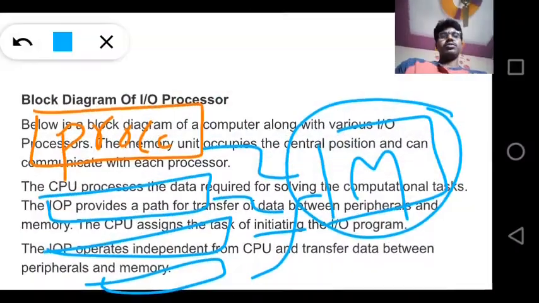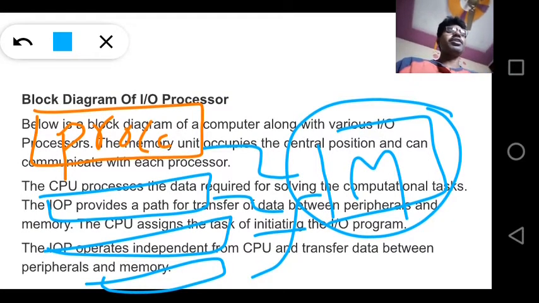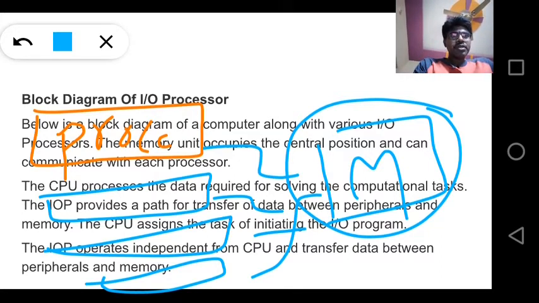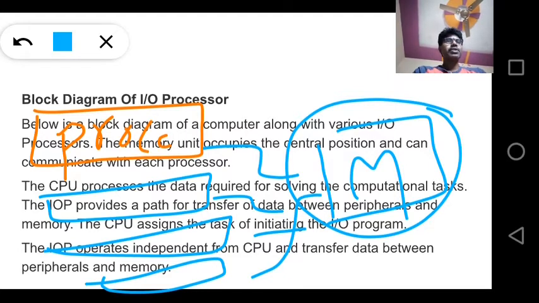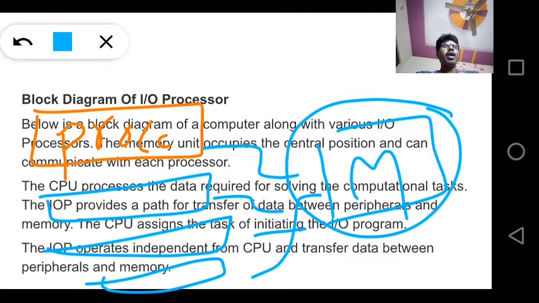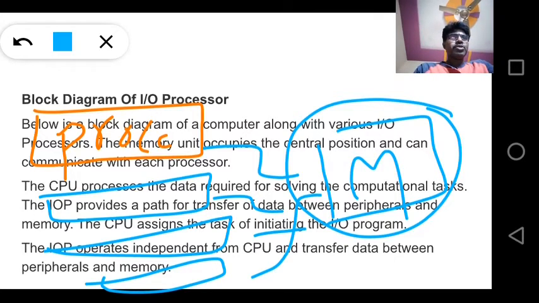Next, the CPU processes the data required for solving computational tasks. The IO processor provides a path for transfer of data between peripherals and memory. The CPU assigns the task of initiating the IO program. The IO processor operates independently from the CPU in transferring data between peripherals and memory. So here the IO processor is completely free from the CPU, and it can transfer data between peripherals and memory without involvement of the general processor.